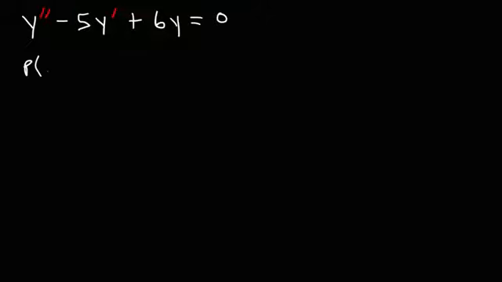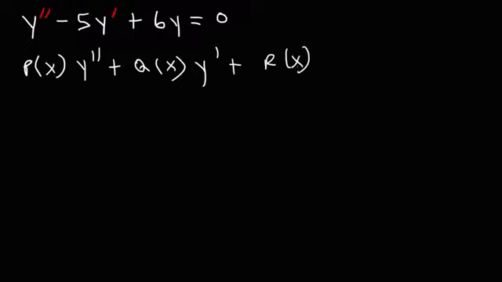So we're going to talk about how to solve second-order linear differential equations. Now, these types of equations are usually in this form, where p of x, q of x, and r of x are continuous functions. When g of x is equal to 0, what we have is a homogeneous linear equation. If g of x doesn't equal 0, then we have a non-homogeneous equation.